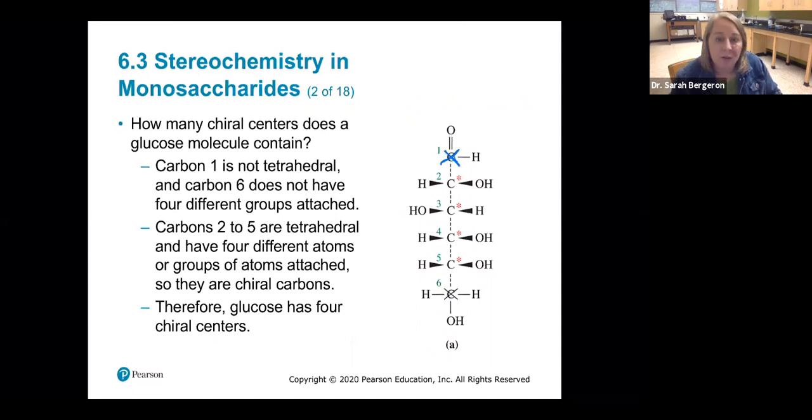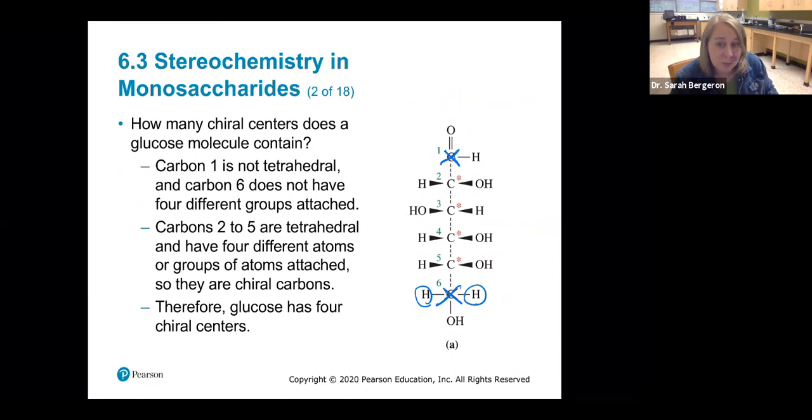Go to carbon number 2. Carbon 2 has all the stuff at the top, has a hydrogen, has a hydroxyl, and then all the stuff on the bottom. And so you could say that one is chiral. If we look at all the other ones, all the other carbons are going to be chiral until we get to the very bottom, carbon 6. Carbon 6 has 2 hydrogens, so this one cannot be chiral.